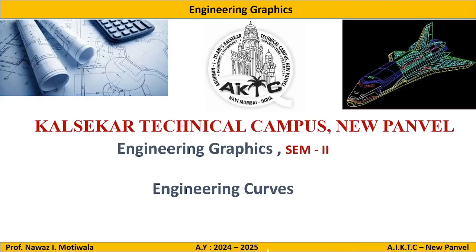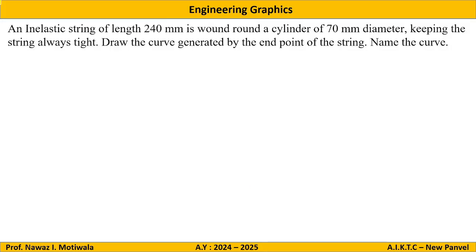Welcome students. Let us proceed further to the next question. So the question goes like this. An inelastic string of length 240 mm, length of the string is given to us, is wound around a cylinder of 70 mm diameter, keeping the string always tight. Draw the curve generated by the end point of the string.